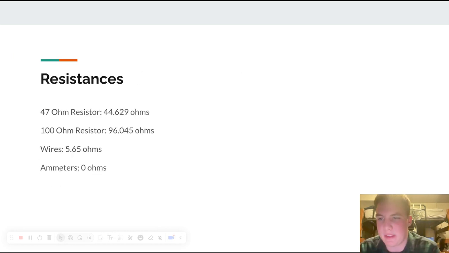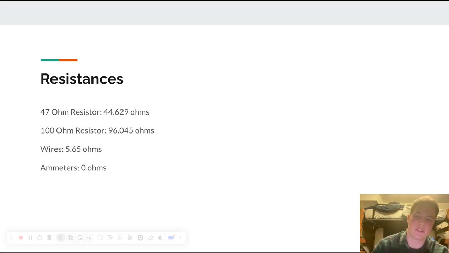So when we did that math, we got that the 47 ohm resistor was actually 44.629 ohms. The 100 ohm resistor was 96.045 ohms. And the wires, I say the wires were 5.65 ohms. Truth be told, some combination of the internal resistance of the wires, because they do have some, and the internal resistance of the ammeters, because again, they're wires, they do have some, sums to 5.65 ohms. We didn't take any measurements of the wires or the ammeters, so we really have no way of telling. I assigned them to the wires, but really it's a split between the last two of those.